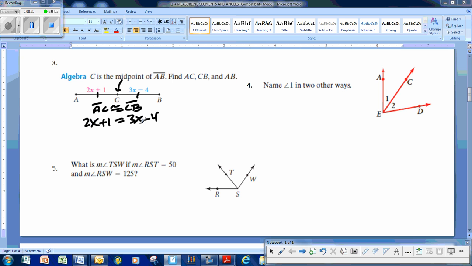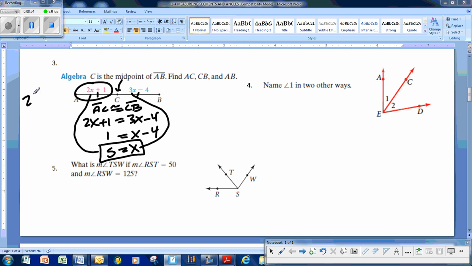Solve that for x. So I'm going to bring the 2x over. That gives me x minus 4 over here, and 1 left over there. Add 4 to both sides, and x equals 5. Now I'm going to take that 5 and plug it in. Either one of these will give me my correct answer for everything. So I think I'm going to use this side here. So 2 times 5 plus 1 would be 11. So 11 is that segment. This segment I know is equal to the other segment, so that's also 11. And if I add those up, I'll get the total length, AB, which is 22.